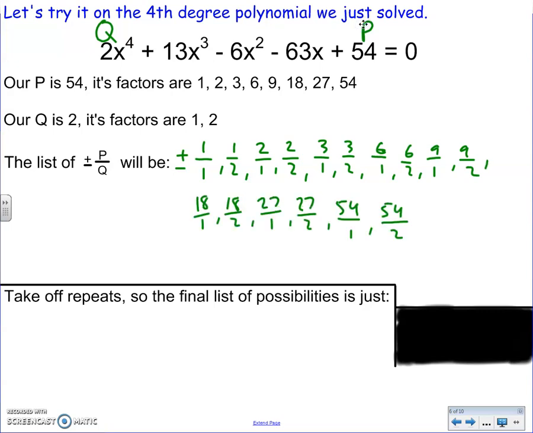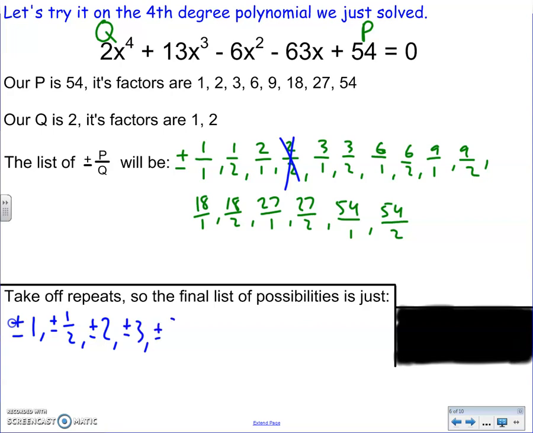Now, we need to simplify the list. We have to reduce if we can and take out any repeats. So I'm going to go in order. The first one is plus 1 over 1. That reduces to positive 1. The next one's plus 1 over 2. That's new to our list, so I'm going to need 1/2. Then 2 over 1 is new. That's just 2. And then 2 divided by 2 reduces to 1, which we had on the list, so that's a repeat. I skipped that. 3 over 1 is 3.